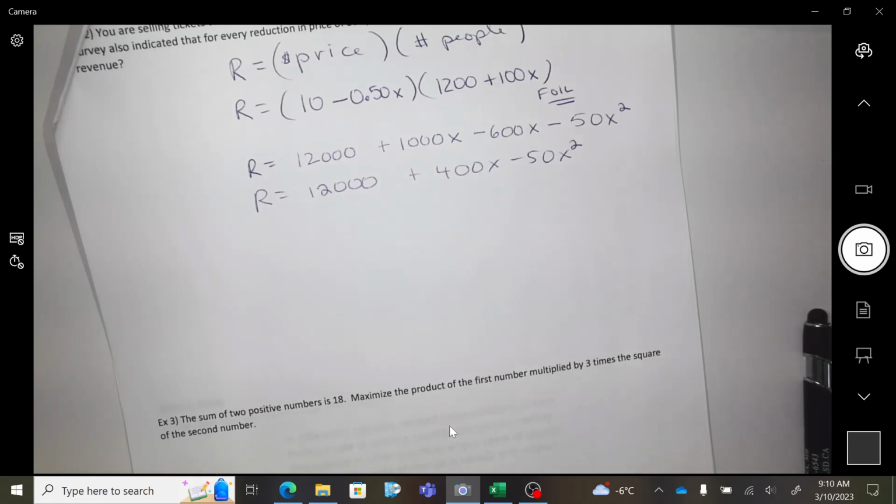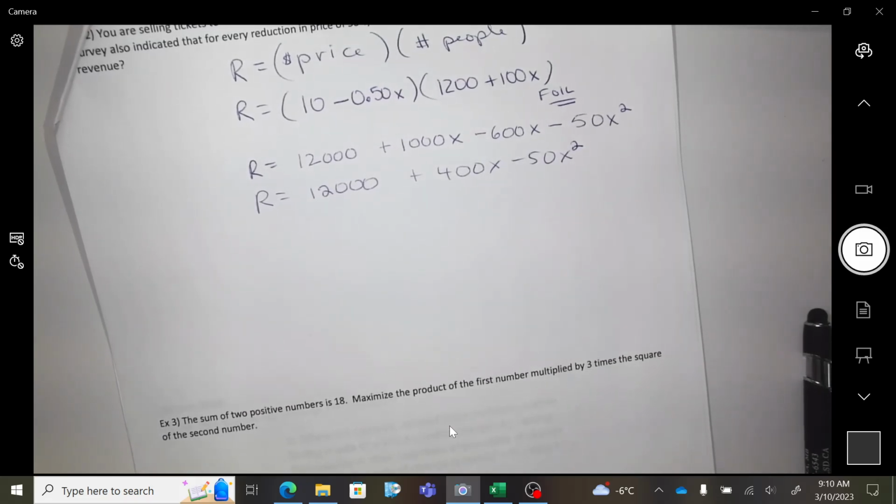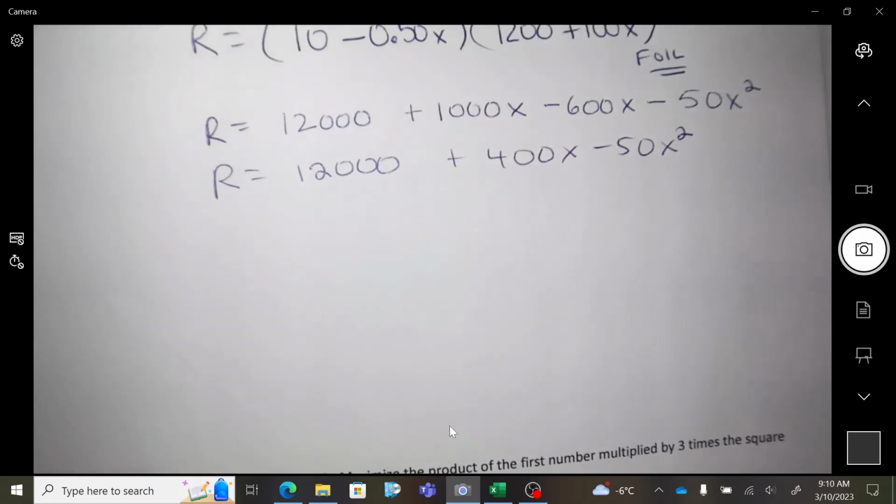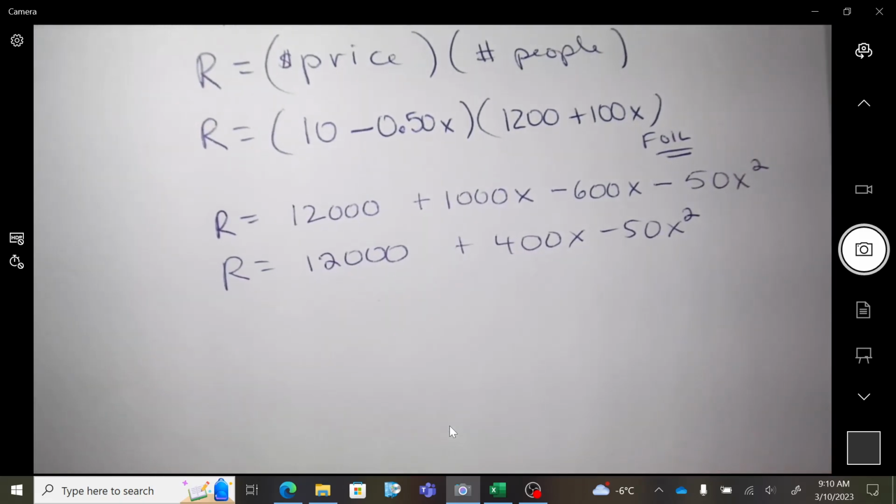FOIL it. We'll see if we get to the same. My grade 11s are doing this right now and having a test on it. Okay, so the grade 11s would vertex it by negative b over 2a. That was what they would do. But we're going to calculus it.